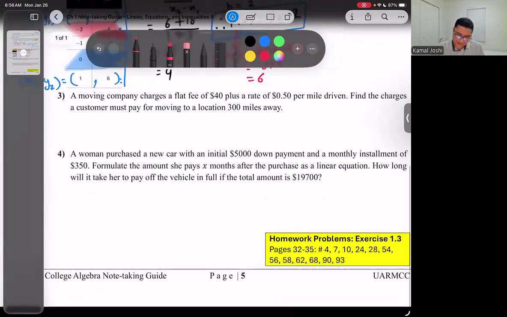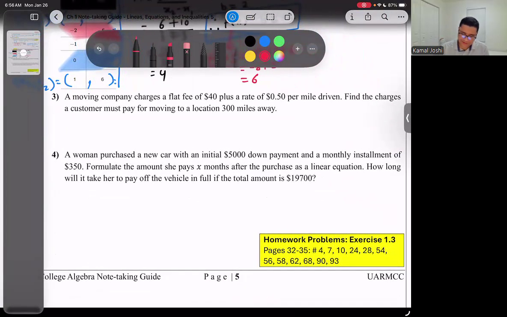Fine, a moving company charges a flat fee of $40 plus a rate of 50 cents per mile driven. Find the charge a customer pays for moving to a location 300 miles away. At this time you have got enough experience. I'll let you pause the video, solve it, and then check my solution. And we can do it fairly fast.